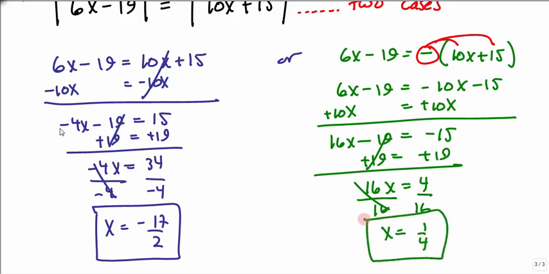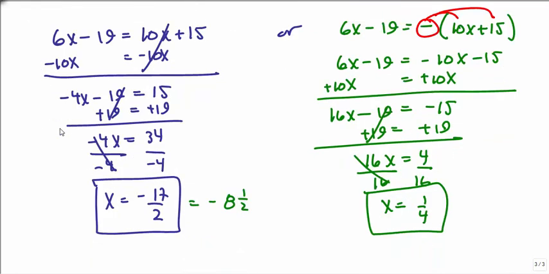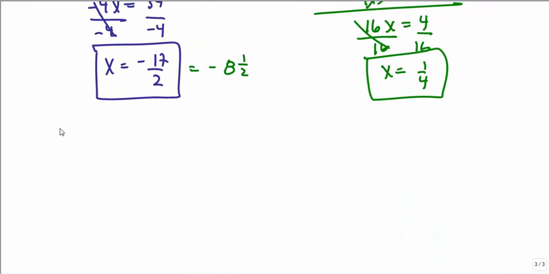So I think my answers are negative 17 halves and 1/4. Now, as a decimal equivalent, negative 17 halves would be negative 8.5. Let's go ahead and graph this one. And remember, when we graph this, we need to make sure that it's set equal to 0.